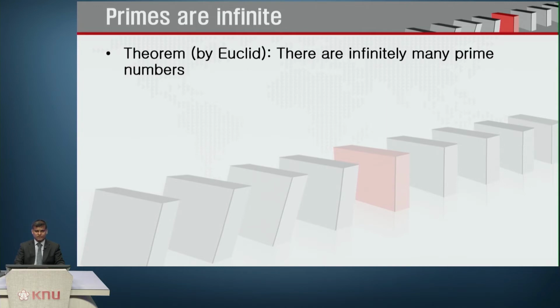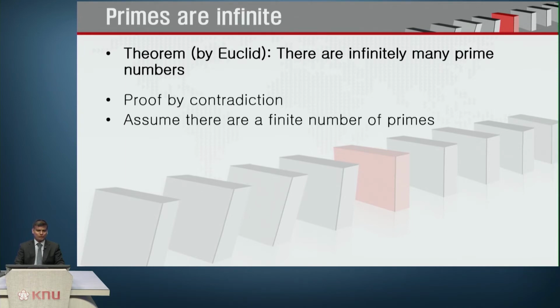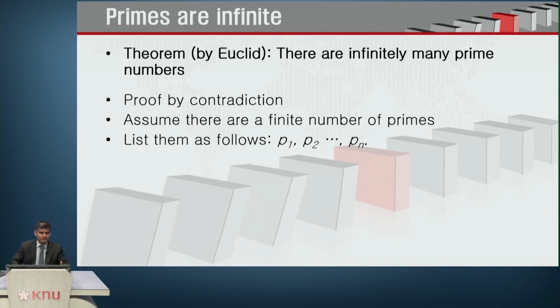So then we have this famous theorem on primes, the theorem by Euclid. There are infinitely many prime numbers. How do we know? Let us try by proof by contradiction. Assume there are a finite number of primes, and we have to prove that there are infinitely many primes. So list them as P1, P2, P3 till Pn. Consider the number Q as P1 times P2 times P3 till Pn, plus 1.